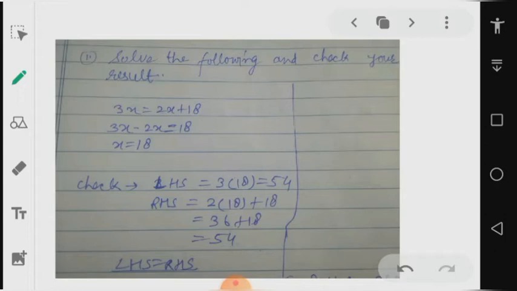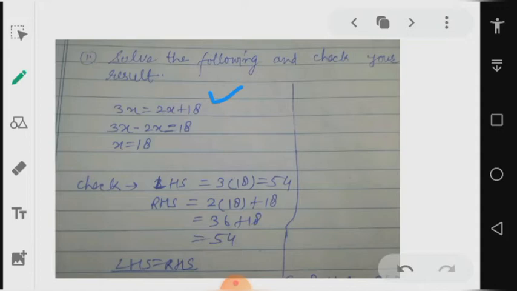Now there are a variety of problems in which we will find the value of a variable. A variable is also called an unknown quantity. Then after finding the answer, we will check the answer. It is also called cross checking, so that we are sure the answer is correct. So here is the first example. Solve the following and check your answer. The meaning of solve the following is that we have to find the value of the unknown quantity, that is x.